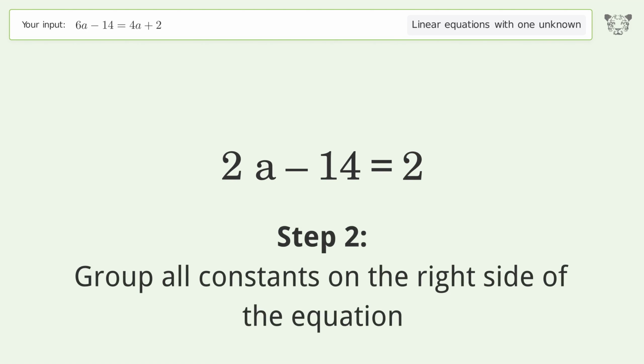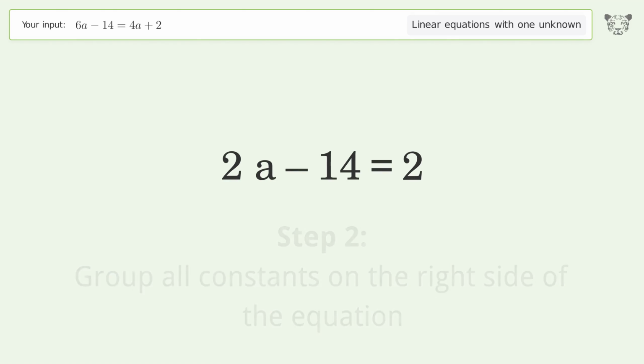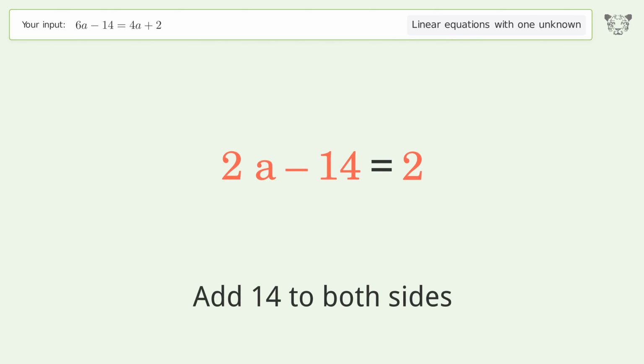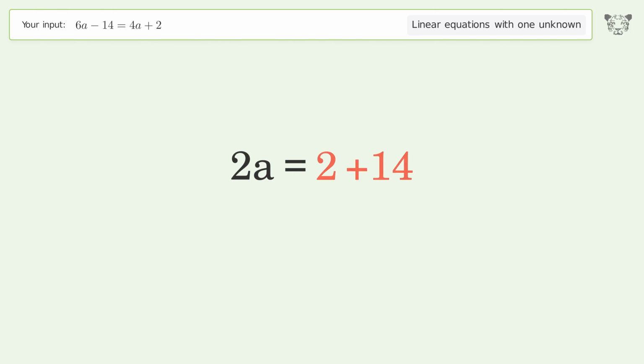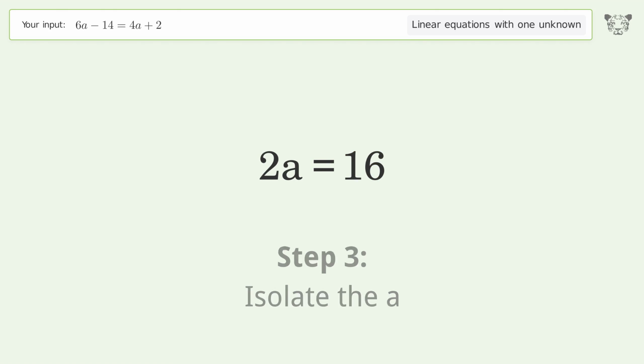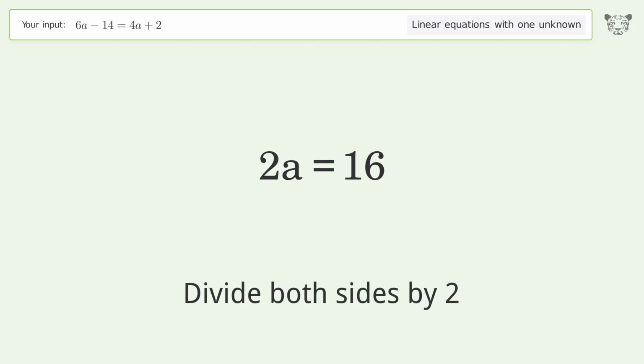Group all constants on the right side of the equation. Add 14 to both sides. Simplify the arithmetic. Isolate the a. Divide both sides by 2.